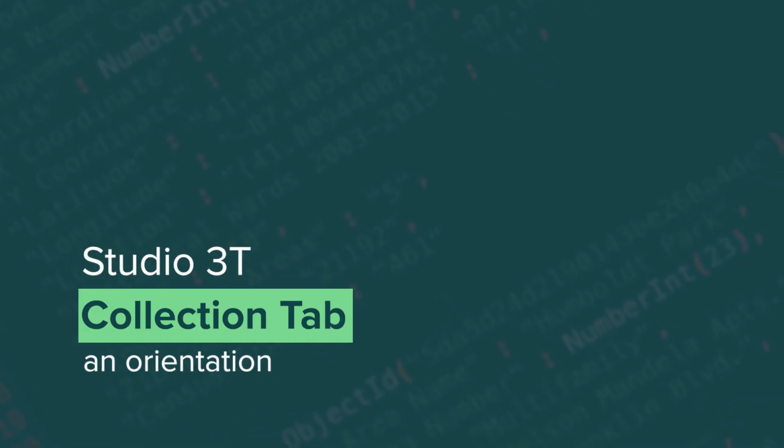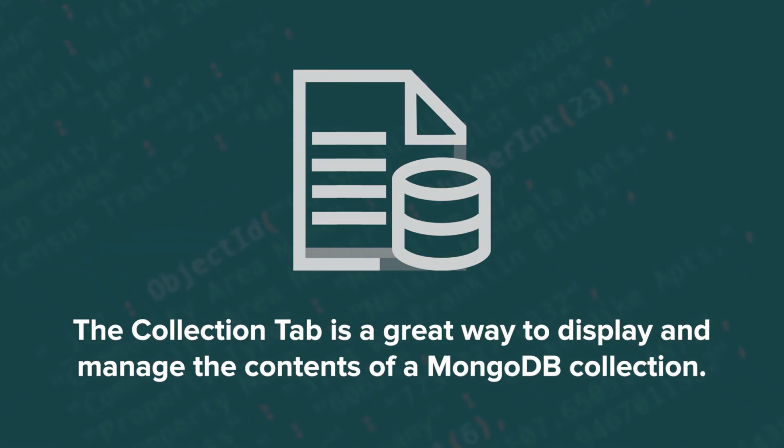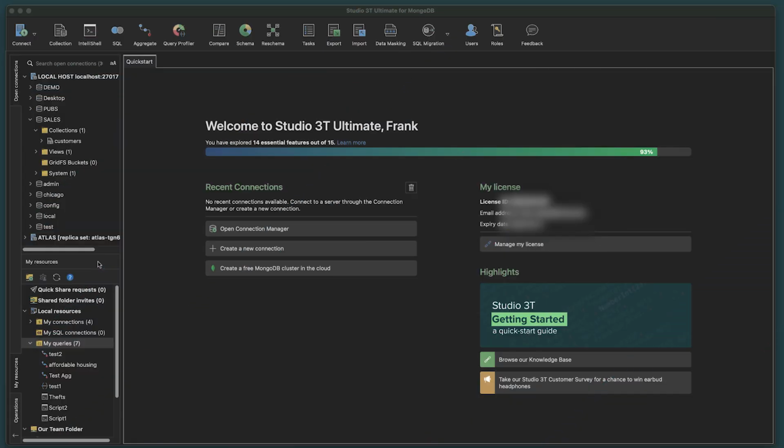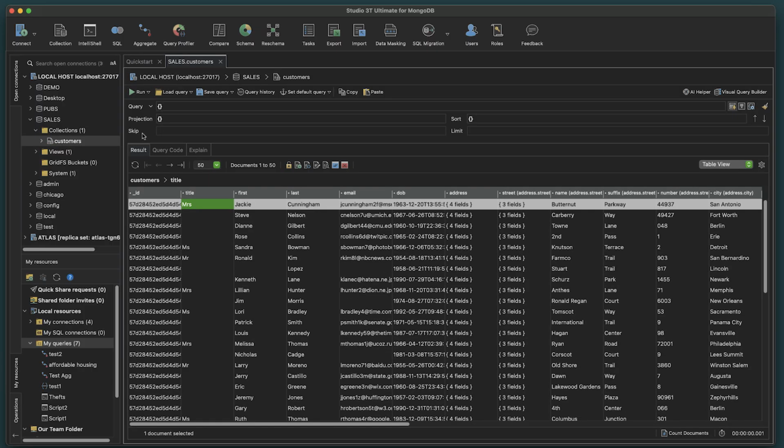In this highlights video, we'll be taking a look at Studio 3T's Collection tab. The Collection tab is a great way to display and manage the contents of a MongoDB collection. To open a collection, go to the connection tree and double-click a MongoDB dataset. The Collection tab opens in its own window.